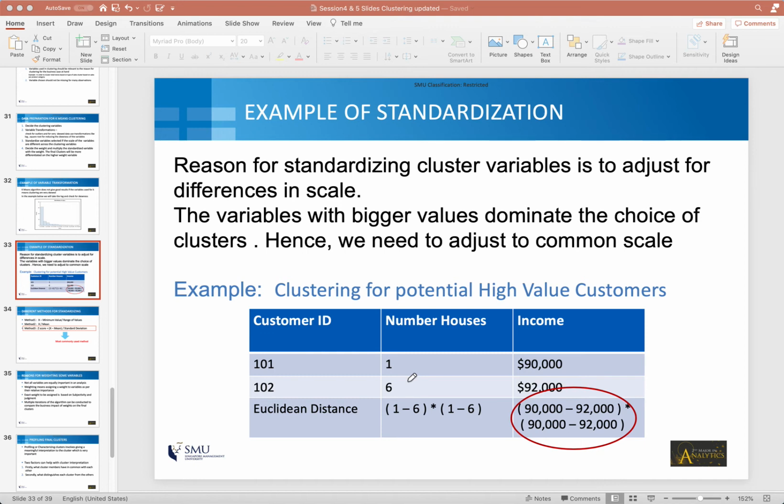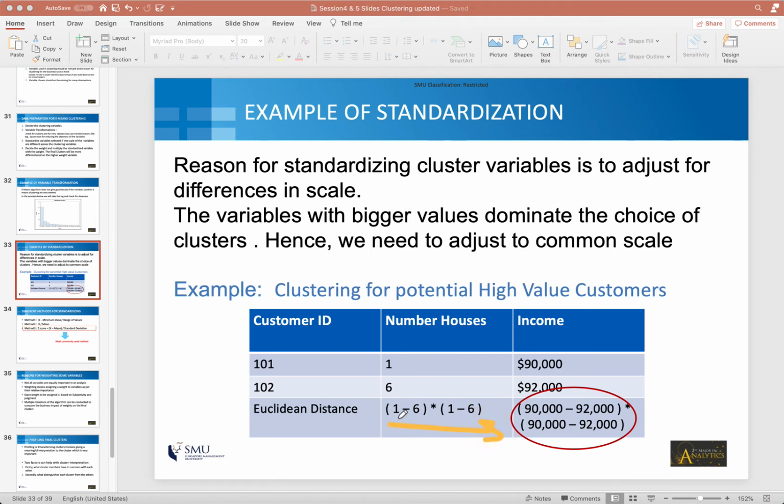And the problem that happens in the algorithm is that when Euclidean distance is calculated, this is the formula, right? When you put a square root here. So basically you take the difference of the coordinates and you square them. You take the difference of the coordinates and you square them. Now what happens is that the contribution of the differences in income to the Euclidean distance is much higher than the contribution of the differences in the number of houses.